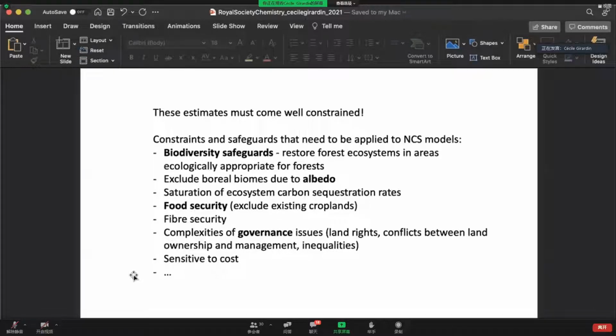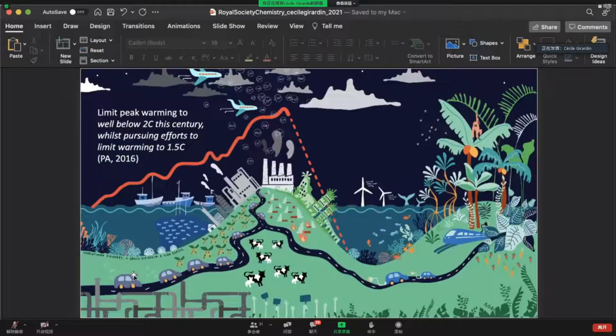So after 80 years, a mature forest will come into saturation and won't be sequestering at rapid rates. We need to take into account food security, fiber security, and most importantly, the complexities of governance issues, not shying away from the complexities of the local social context. That includes taking into account land rights, conflicts between land ownership and management, and inequalities in the region. And again, these estimates are very sensitive to cost. If we increase the willingness of society to pay for carbon, for CO2, we will increase the potential of nature-based solutions. We took this model and asked the question, how does this impact our peak warming?